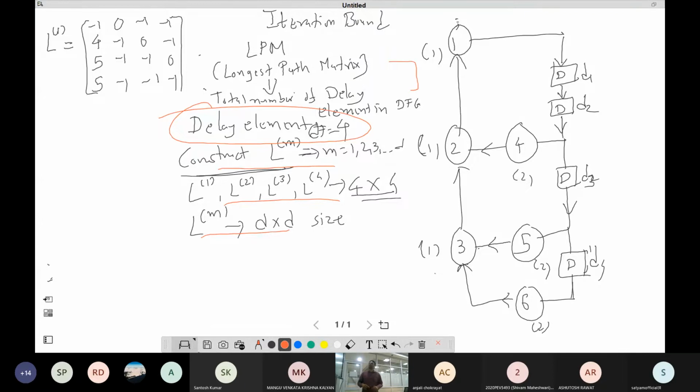Now let's try to construct each matrix. Let's say I am defining L1. So for L1, there is L11, L121, L131, L141, L211. It is a 4 cross 4. Okay, so L221. I am just defining the elements.